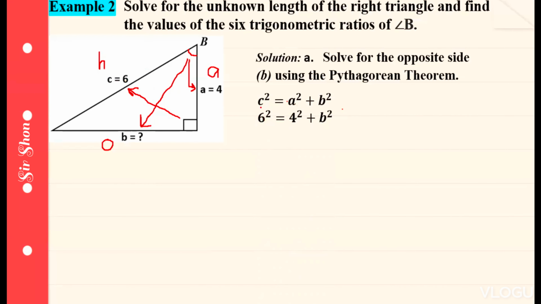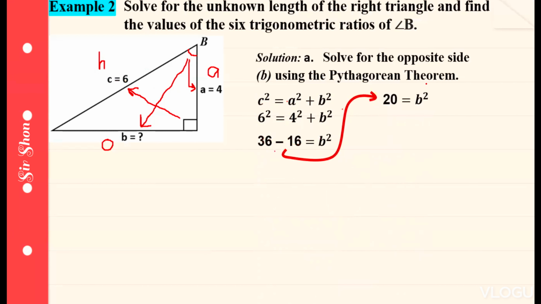Next, we have to substitute c by 6 and a by 4. So 6 squared is 36, 6 times 6 is 36, and 4 squared is 16, because 4 times 4 is 16. All right, so we have to transpose 16 to the other side. If it is positive, it will become negative. Therefore, it is 36 minus 16 equals b squared. 36 minus 16 is 20.